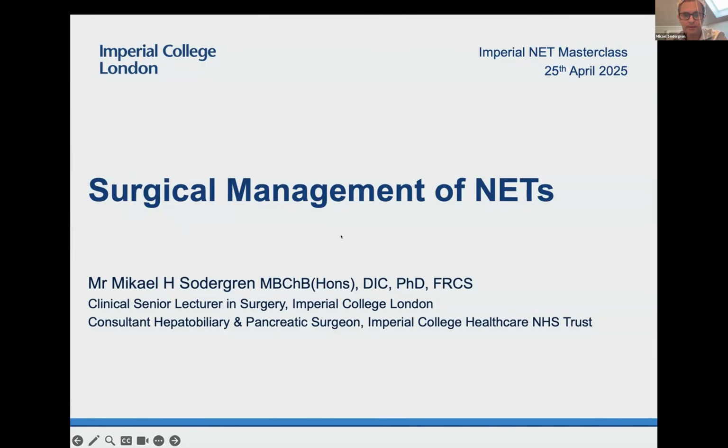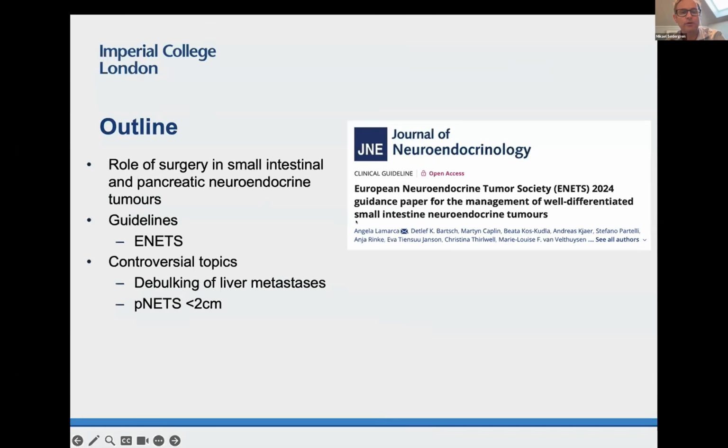So what I'm going to speak about is really the role of surgery in small intestinal and pancreatic neuroendocrine tumors. I'm going to touch on some of the guidelines, and the guidelines that we followed in Imperial are the ENET guidelines. So I'm going to touch on some of those and some of the recent research relating to some controversial topics, particularly debulking surgery and debulking surgery of liver metastasis, and non-functioning pancreatic neuroendocrine tumors that are less than 2 centimeters in size.